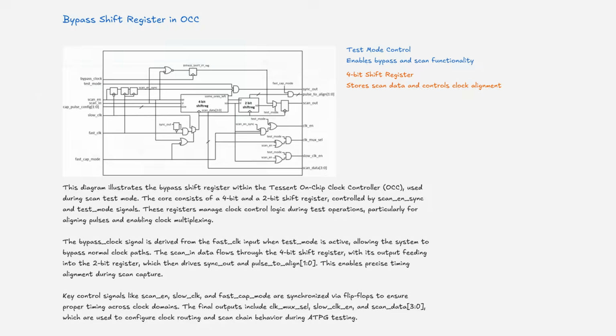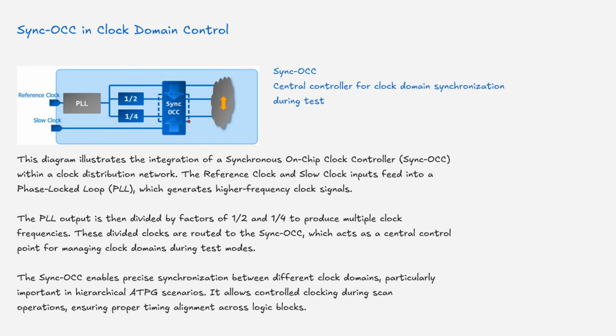This diagram illustrates the integration of a synchronous on-chip clock controller, Sync OCC, within a clock distribution network. The reference clock and slow clock inputs feed into a phase-locked loop, PLL, which generates higher frequency clock signals. The PLL output is then divided by factors of 1/2 and 1/4 to produce multiple clock frequencies. These divided clocks are routed to the Sync OCC, which acts as a central control point for managing clock domains during test modes. The Sync OCC enables precise synchronization between different clock domains, particularly important in hierarchical ATPG scenarios.